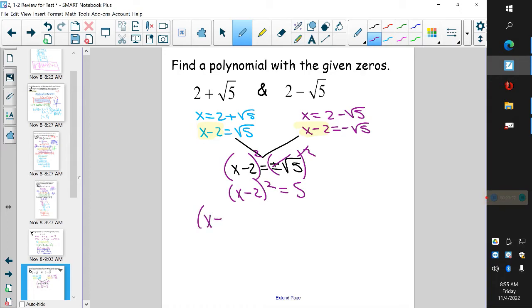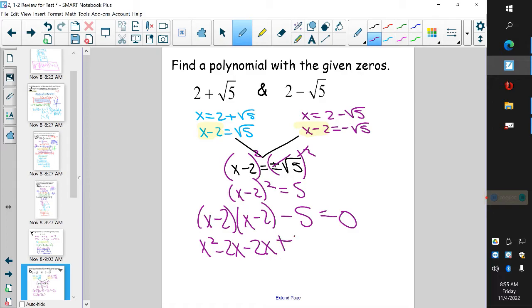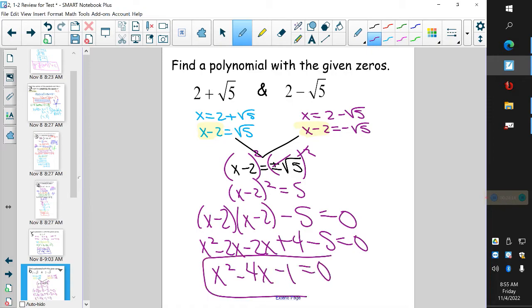However, I am going to want you, as well as MathXL is going to want you, to FOIL that out and subtract that 5 over. So that's going to be x squared minus 2x plus 4 minus 5. Combine like terms: x squared minus 4x minus 1 is equal to 0, and that right there is going to be our lovely little polynomial with those 2 roots.